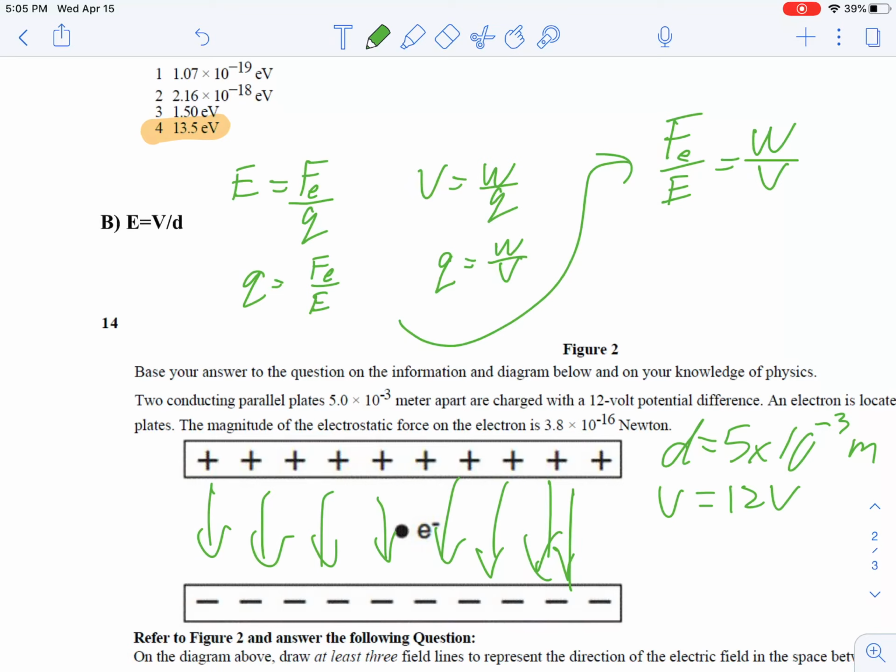What I'm going to do here is multiply the left side by 1. But what am I going to multiply by? Multiply the top and bottom by d. d over d is 1, so I can do that. So force times distance over electric field times distance equals work over V. Okay? Now I'm getting there.